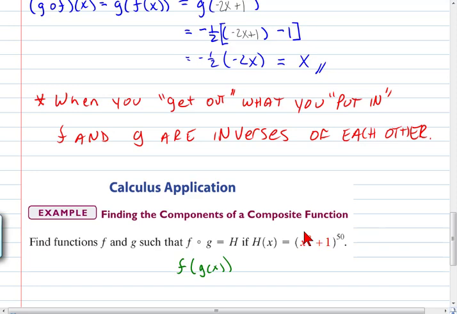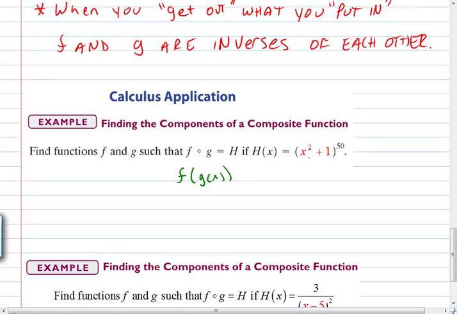Looking at this, can you tell which one of the functions is on the inside and which one's on the outside? G is this, x squared plus 1. If g of x is equal to x squared plus 1, what is f of x equal to? X to the 50th, because f says you take something and raise it to the 50th power. That's going to come in handy when you start taking the derivatives in calculus and you start using something called the chain rule. You don't have to know what that is now. I just want you to be able to spot it. When the time comes, you will be ready to understand what the chain rule is.